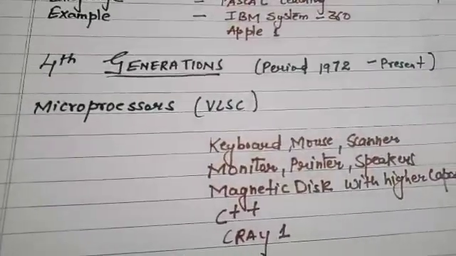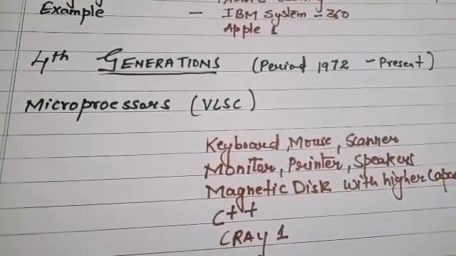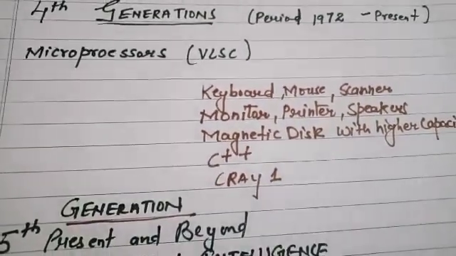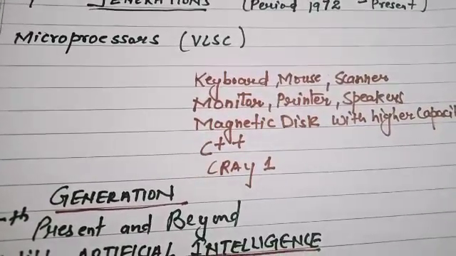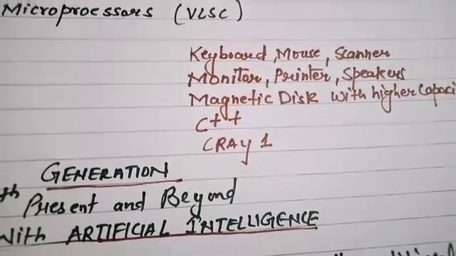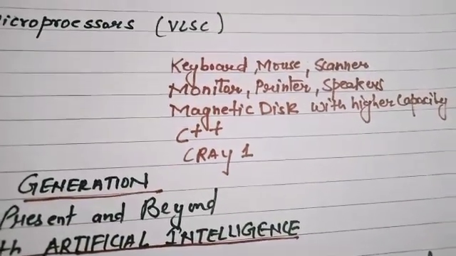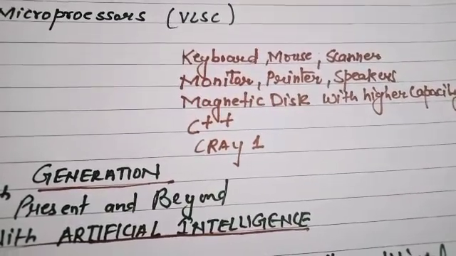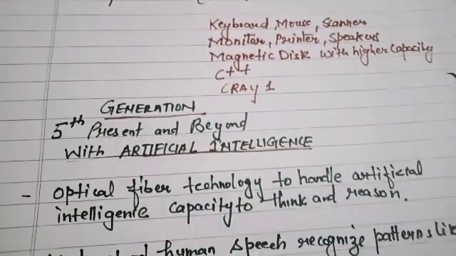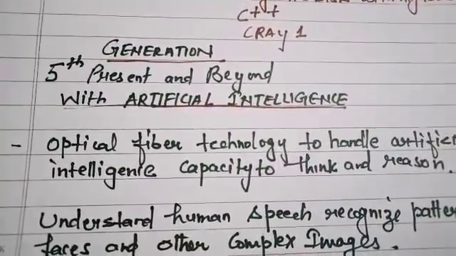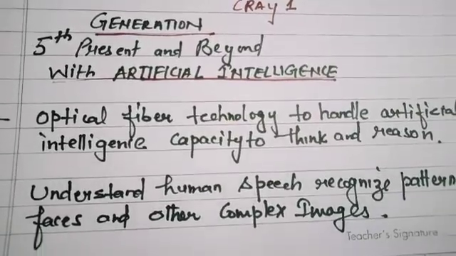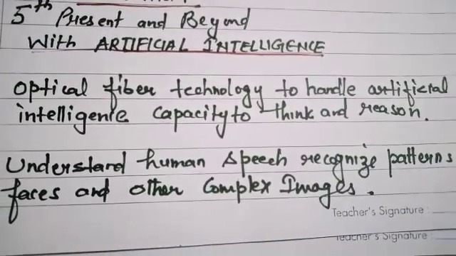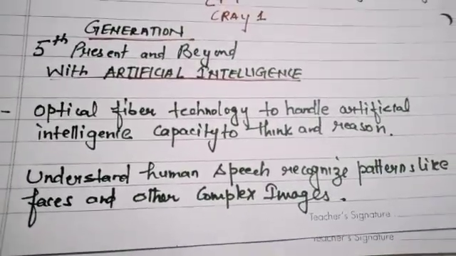And in the fourth generation, the period is 1972 to present. Microprocessor is the basic component used in this generation, with keyboard, mouse, scanner, monitor, printers, speakers, and magnetic storage with high capacity. In this generation C++ is the language. An example is Cray. And in the fifth generation and beyond, they use artificial intelligence and optical fiber technology, with the capacity to think, reason, understand human speech, and recognize patterns and complex images.